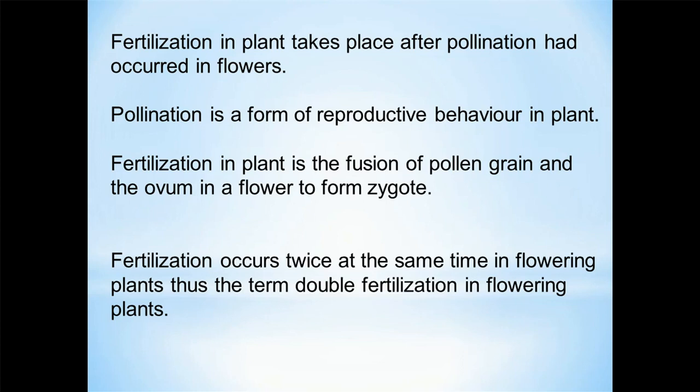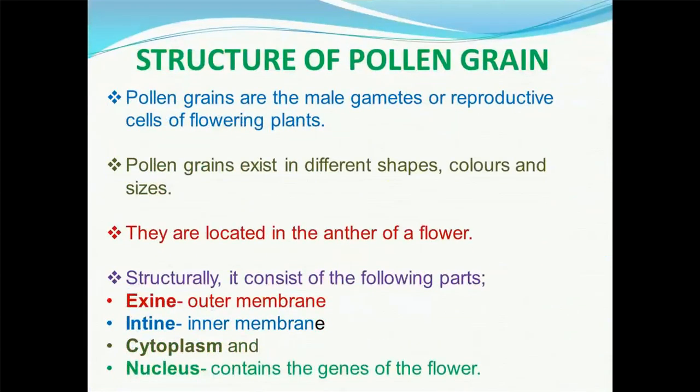Fertilization in plants is the fusion of pollen grain and the ovum in a flower in order to form a zygote. So we can define fertilization in plants as the fusion of pollen grain and the ovum in the flower in order to form a zygote. Fertilization occurs twice at the same time in a flowering plant, thus the term double fertilization in flowering plants. So let's look at the structure of the pollen grain.